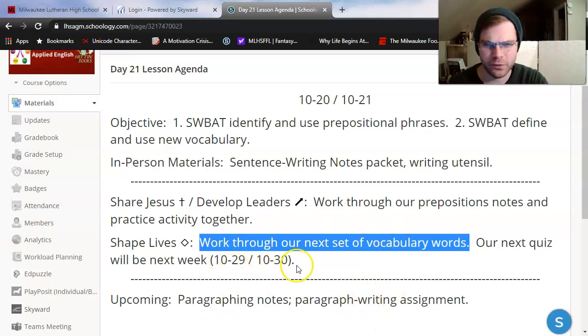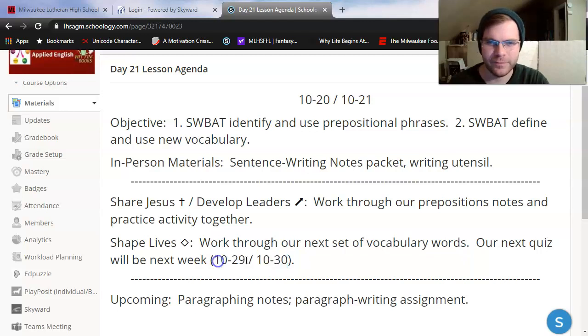You'll notice once again, you do have a quiz over these words next week. If you are on an odd day, that quiz will be on the 29th. If you are on an even day, or if you have an even numbered class period, hours 6 or 8, you'll have that quiz on the 30th. So on Halloween night, interesting, Halloween day I should say.